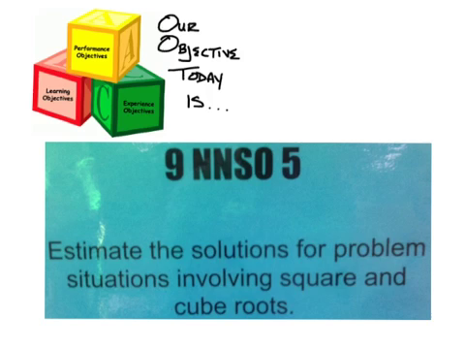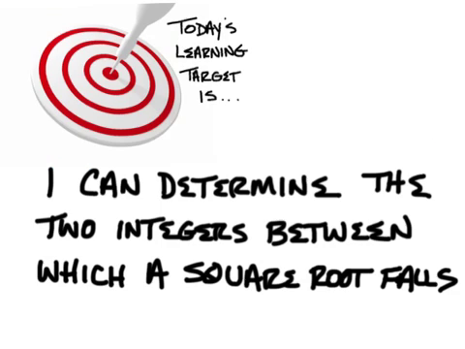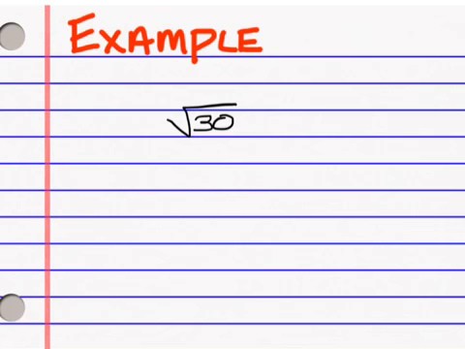Your objective for today is, without a calculator, to be able to estimate the solutions for problem situations involving square and cube roots. The learning target is, after today, you should be able to say, I can determine the two integers between which a square root falls.